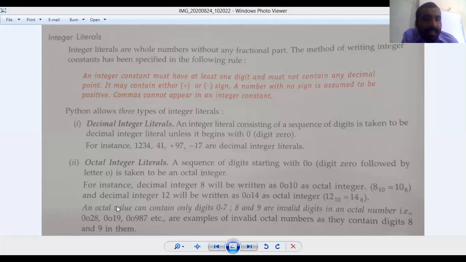In the same way, an octal value can contain only digits 0 to 7. If you count, there are a total of 8 values. 8 and 9 are invalid digits in an octal number. If you write 8, 9, 10, 11, 12, these are not valid octal numbers. In octal, only 8 digits, that is from 0 to 7. In the same way, in hexadecimal there are 0 to 15, that is, digits 0 to 9 and letters A to F.